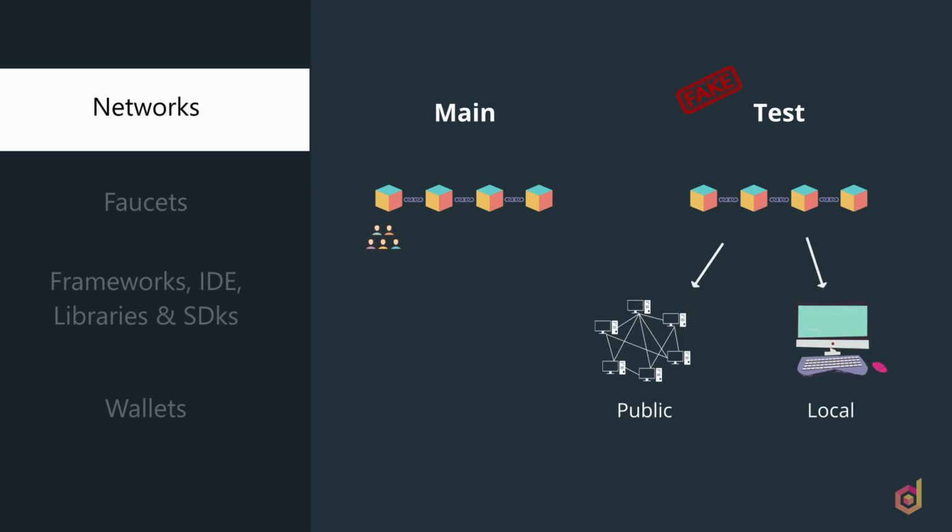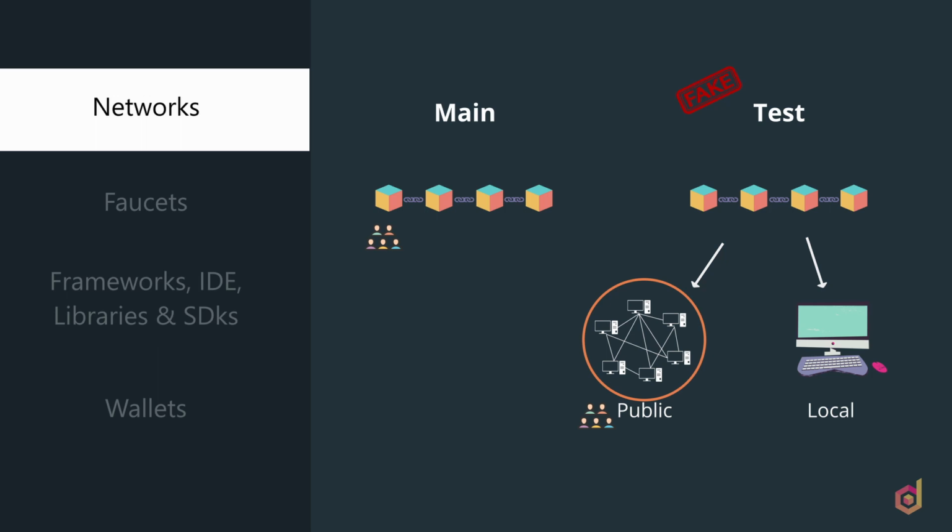In this case, there are two things to consider. The test network can be a public network or a private network. The public network will be an exact copy of the main network, but everything will be fake. Anyone from any corner of the world will have access to this public test network and can see all the transaction details just like the main network.